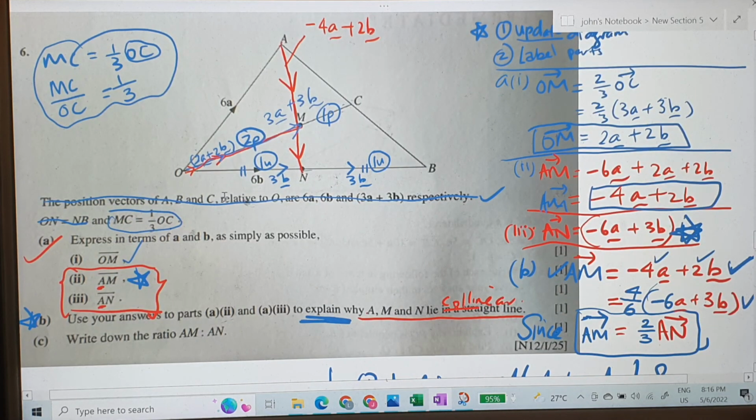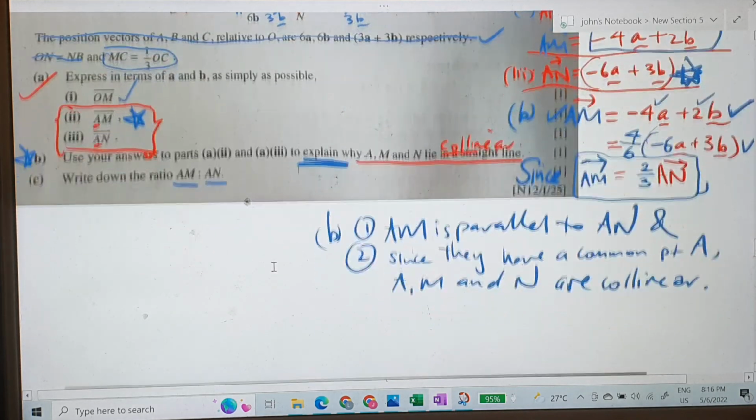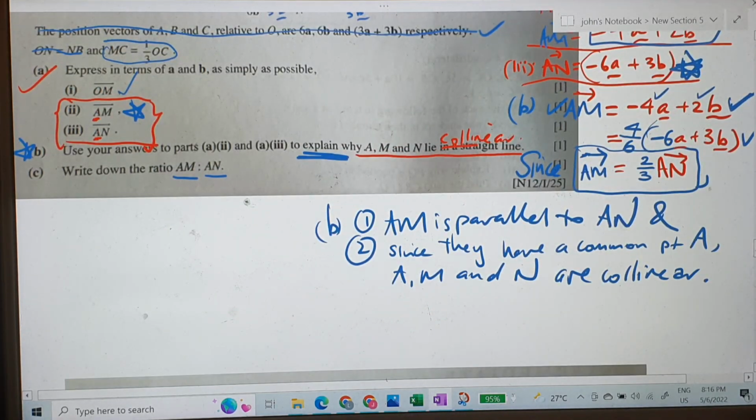Lastly, write down the ratio AM to AN. The answer is actually here. We know that AM from part C is equal to 2/3 AN, right? Now for this kind you don't write the vector anymore. When it's a ratio, you don't write the vector anymore. So do you agree that AM over AN is 2 out of 3?